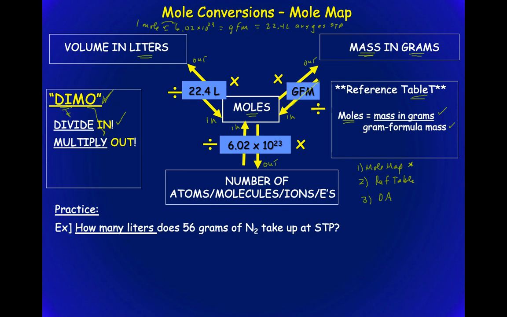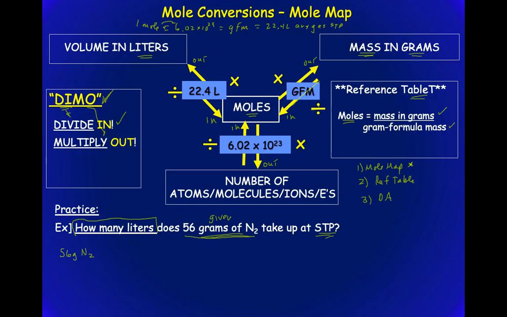Okay. So let's just say we had a problem where we're going to convert. Let's just say I want to know how many liters. So I'm looking for how many liters does 56 grams of N2 take up at STP. All right. So we're assuming STP. So I'm given 56 grams. So I'm going to start with 56 grams of N2, and I want to find my liters.